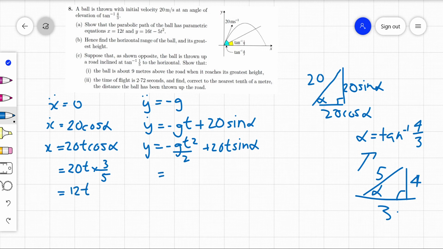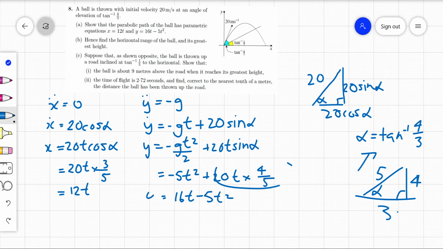Same with here, let's make gravity 10, so this is going to be a negative 5t squared. And over here we're going to get 20t times sine alpha, which from that triangle is 4 on 5. So that ends up being 16t minus 5t squared. So we've got the equations that we needed to get.